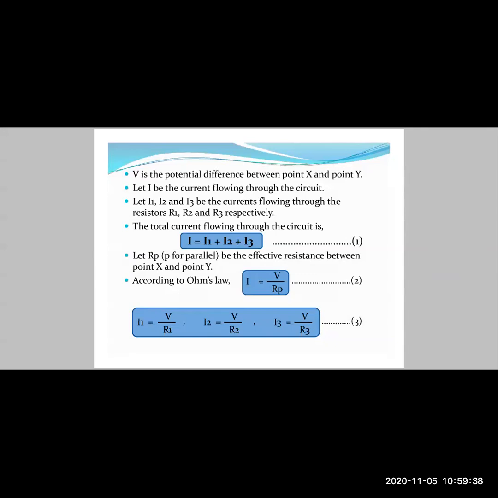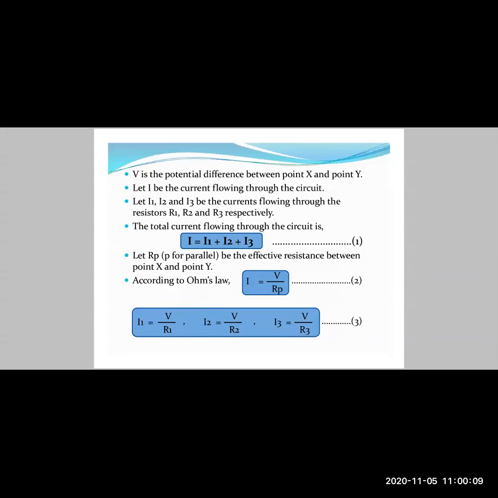Now further, let RP be the effective resistance between the points X and Y, where P stands for parallel combination and R is the resistance. So we have to measure the resistance across points X and Y. According to Ohm's law, I equals V by RP, where V is the total voltage, RP is the total effective resistance in the parallel combination, and I is the total current flowing through. Let us assume that being equation number 2.